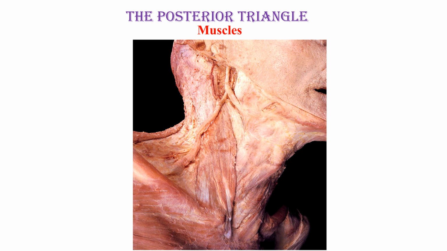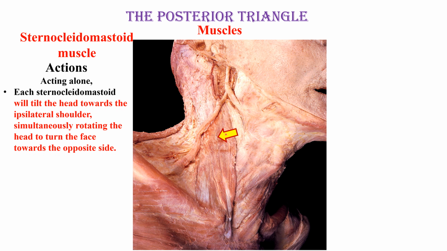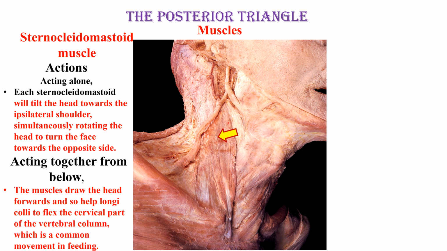That is another specimen showing the sternocleidomastoid with its two heads, the sternal and the clavicular. The action of that muscle, when acting alone, each one of them will tilt the head toward the ipsilateral shoulder and simultaneously rotate the head to turn the face toward the opposite side. But when they are acting together, both sternomastoid muscles will draw the head forwards, and so they help the longus colli muscles to flex the cervical part of the vertebral column, which is a common movement during feeding.